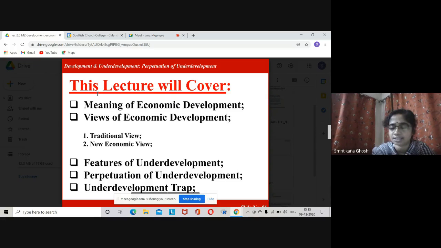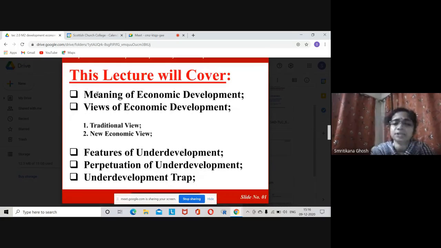The third one is the features of underdevelopment. Underdevelopment is just the opposite of development. So what are the features of any underdeveloped economy? The fourth point is the perpetuation of underdevelopment. That means in a less developed economy, why is there a long existence of underdevelopment, whereas there are a lot of programs taken by those countries to be developing, but still they are underdeveloped? Why is it so? And the last point is the underdevelopment trap. Actually, most of the less developed countries are under this trap. As they are in this trap, they cannot become developing ones. So I will explain what this trap is.